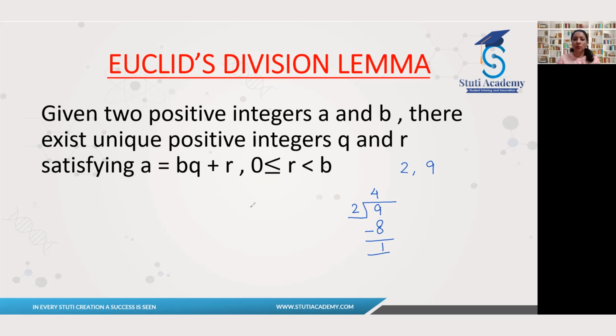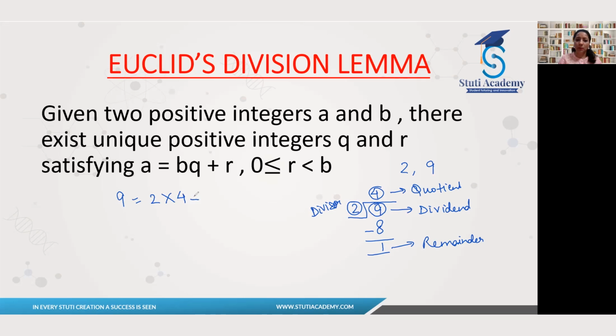Now in primary classes, we have already learned that dividend is equal to divisor into quotient plus remainder. So this is the dividend here, this is the divisor here, this is the quotient, and this is the remainder. So as I just told you, dividend is equal to divisor into quotient plus remainder. So 9 is equal to 2 into 4 plus 1. Now, as we've just discussed, a = bq + r, so this is of the same form.